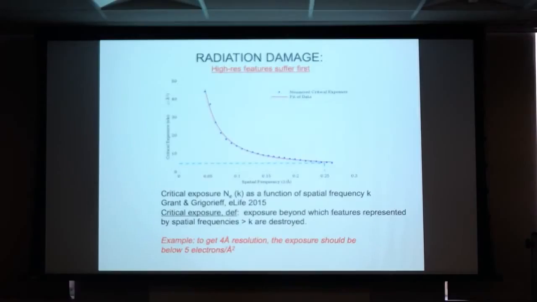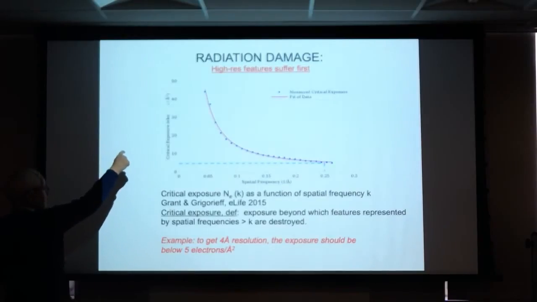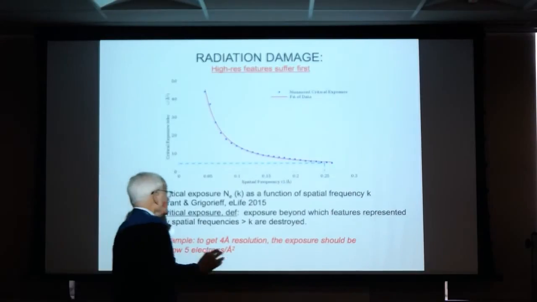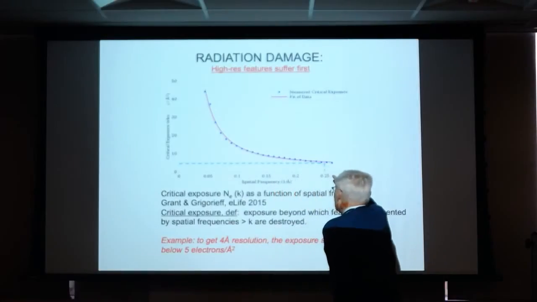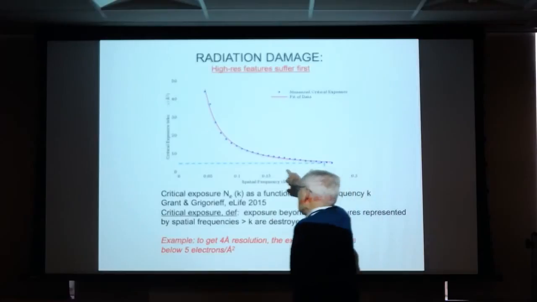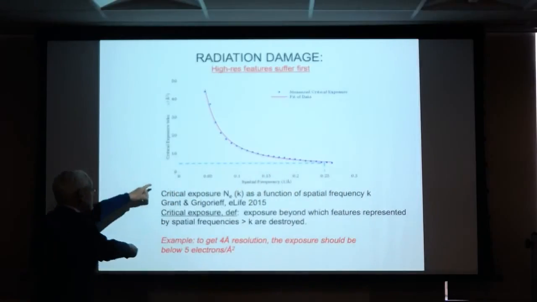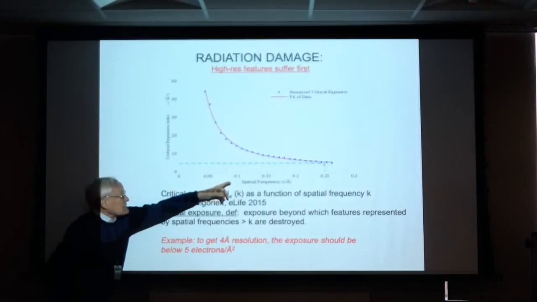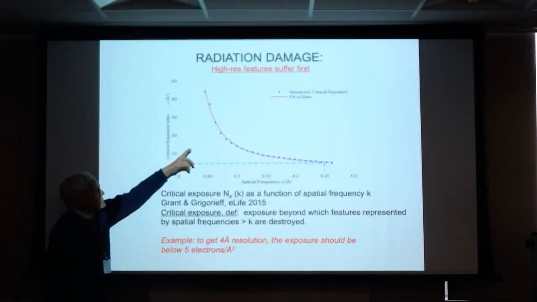and it's intuitive that as you increase the dose, radiation damage affects the high resolution features first, and then later on the lower resolution features. So here's a curve that shows the beam sensitivity of material. And you can use it as a lookup table. If you're interested in four angstrom features, then you are at the spatial frequency of 0.25. You can look up, you can only afford to use 5 electrons per angstrom squared here. Okay? So you can go somewhere else, 10 angstroms, and you wind up with 15 or so.